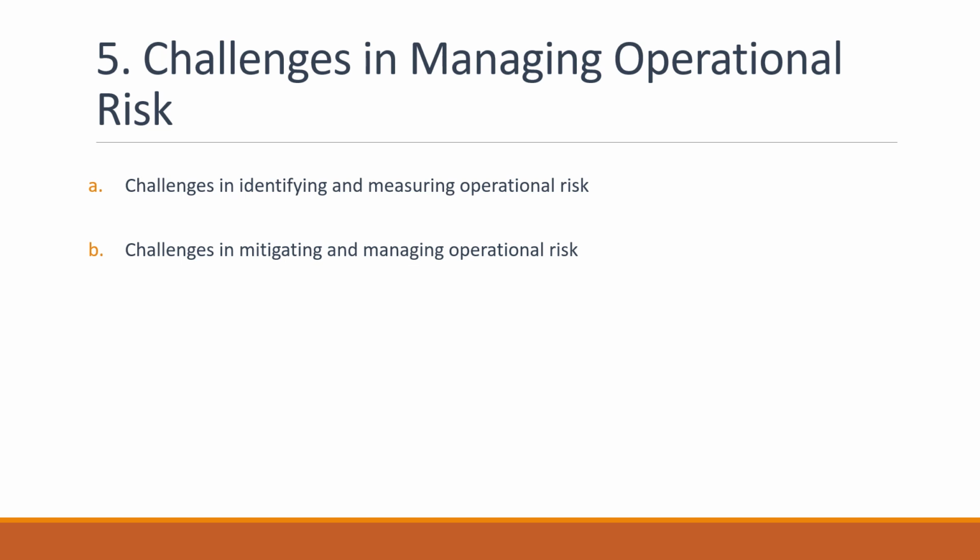Mitigating and managing operational risk can also be challenging due to the need for effective controls and governance, and the potential for unforeseen events. Best practices for managing operational risk include establishing a sound risk management framework, developing effective controls and governance, using scenario analysis and stress testing, and maintaining strong data management and reporting capabilities.